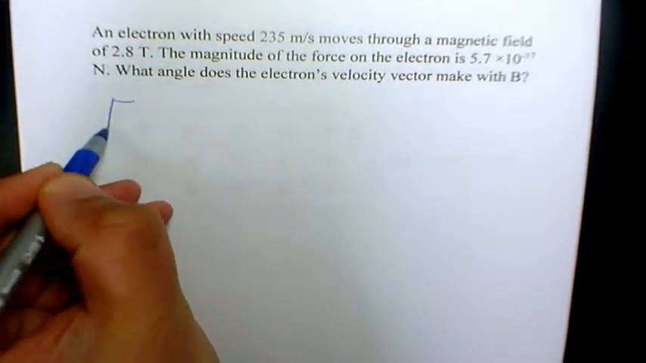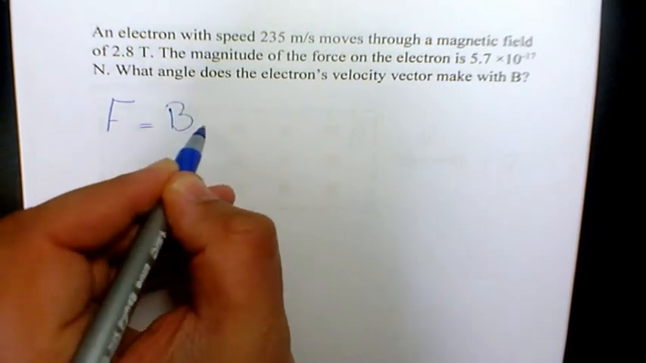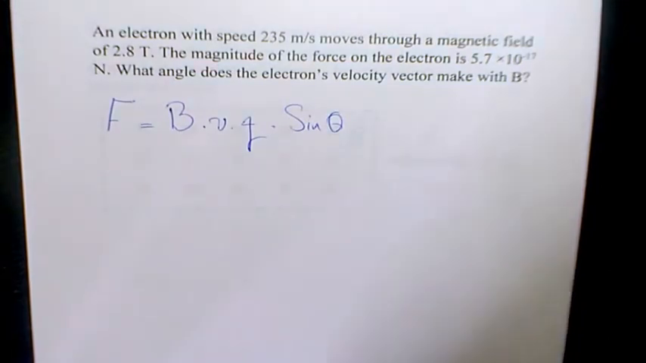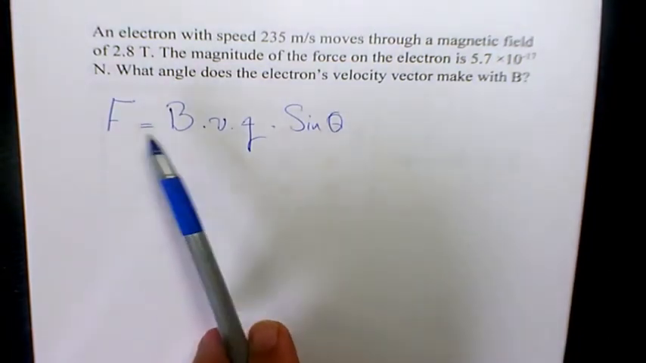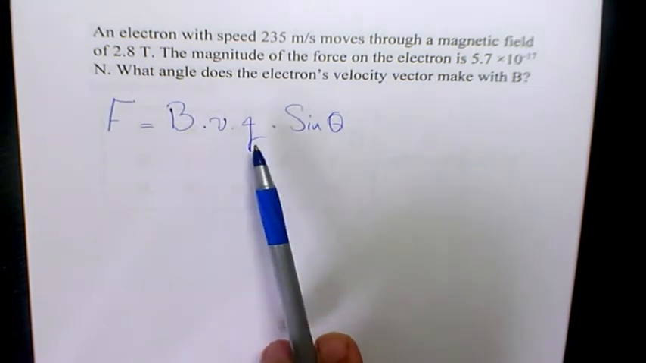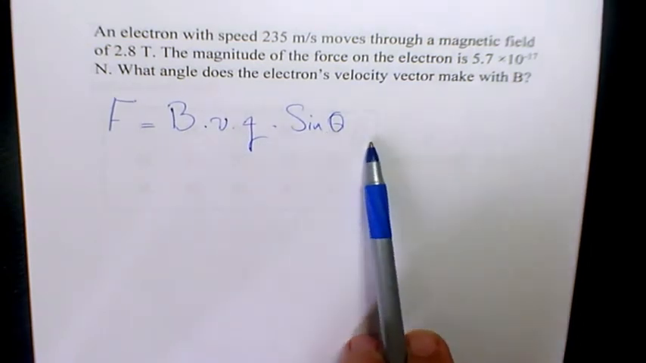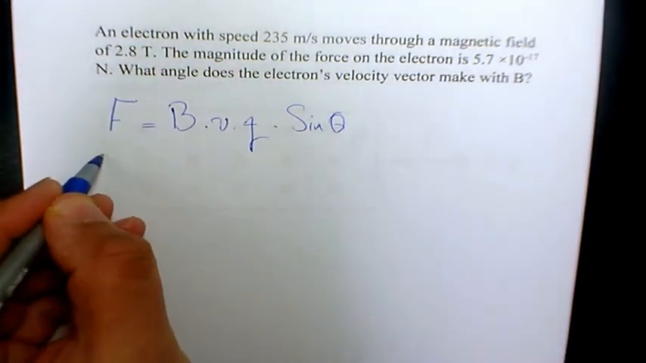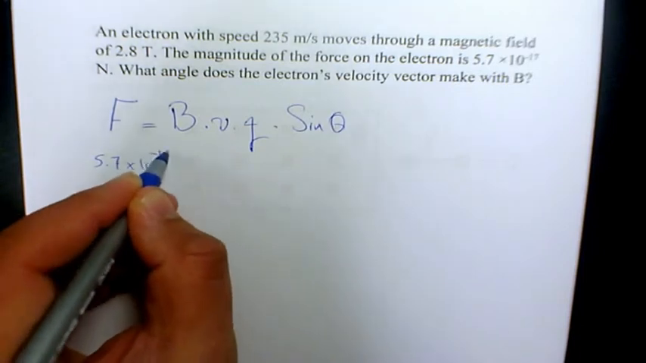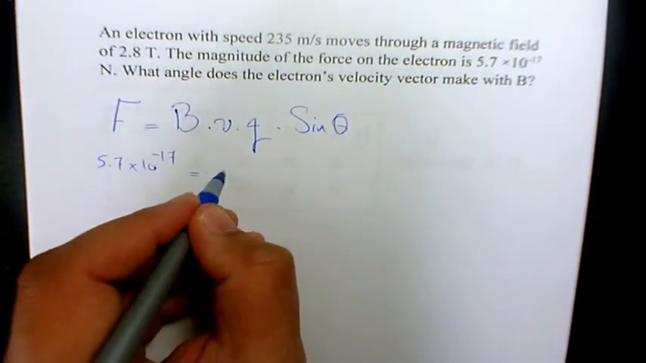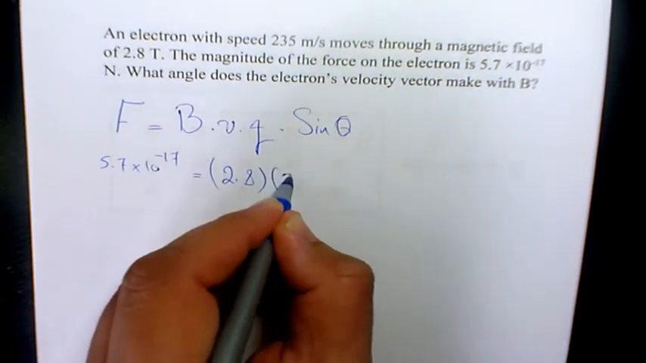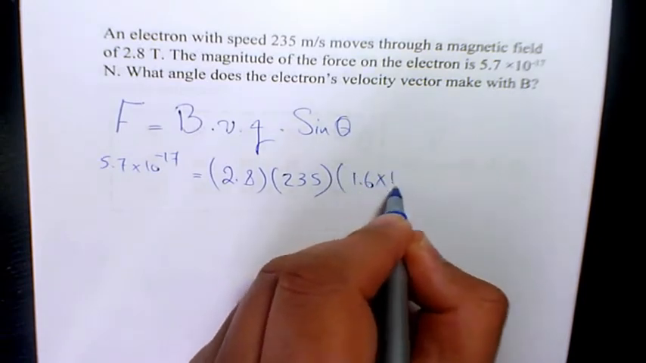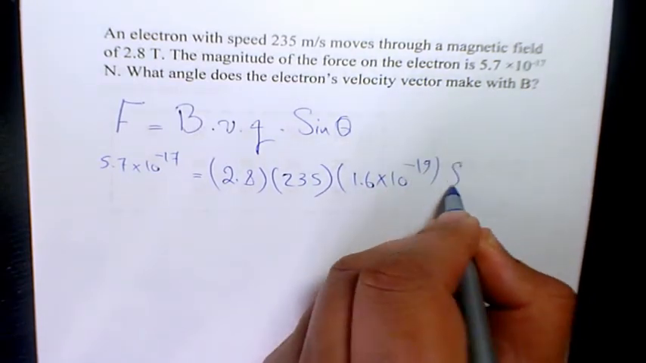The relationship between magnetic force, magnetic field, velocity, charge, and the angle is given by this formula: F equals B times V times Q times sine theta. We had it in the previous example. So F is the force, which is 5.7 times 10 to the power of negative 17 Newton. B is 2.8 Tesla. Velocity is 235 meters per second. We are dealing with an electron, so Q is 1.6 times 10 to the power of negative 19, times sine theta.